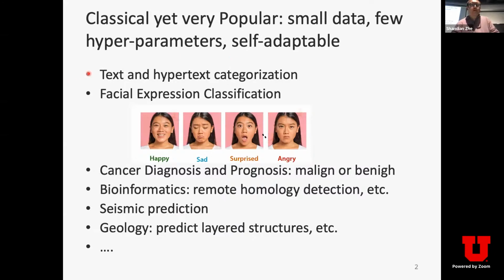Here I list a set of example use cases for support vector machines, like text and hypertext categorization, facial expression classification, cancer diagnosis and prognosis, bioinformatics, seismic prediction, geology, and so on.